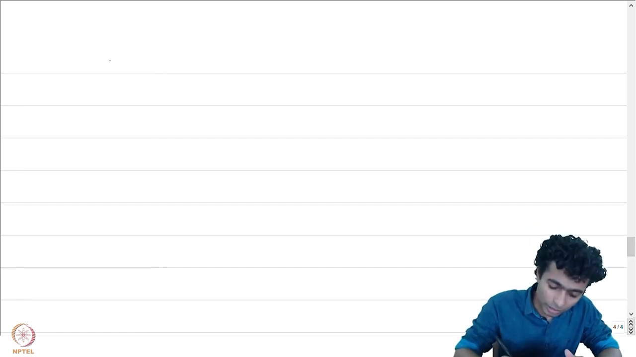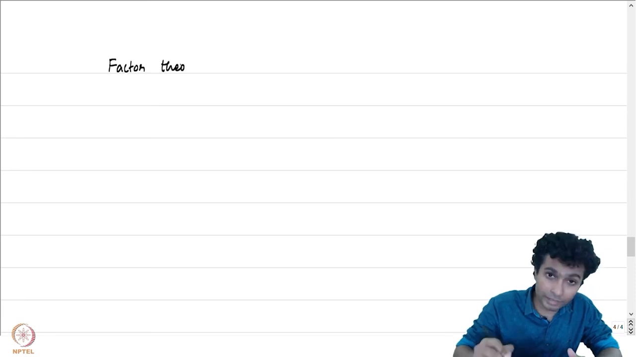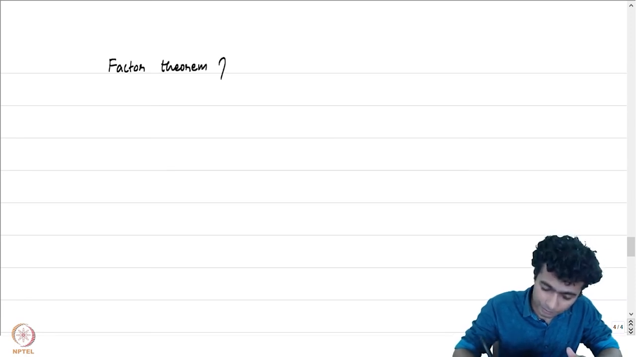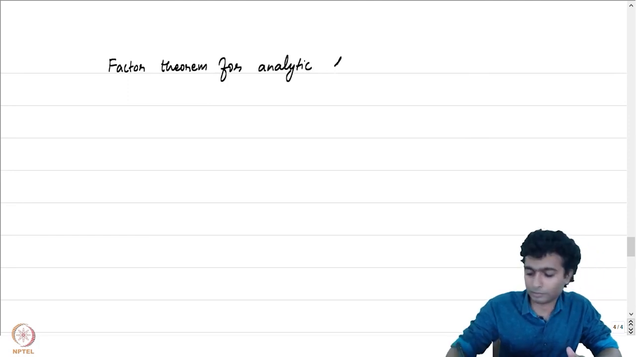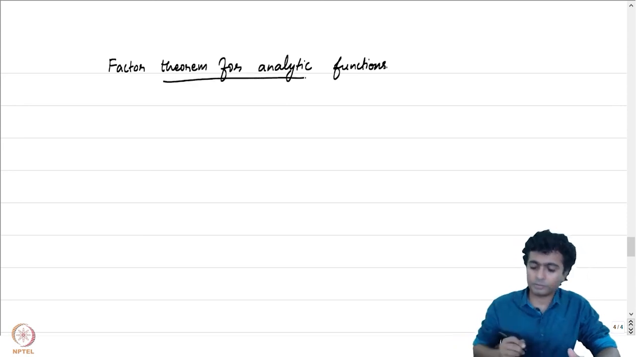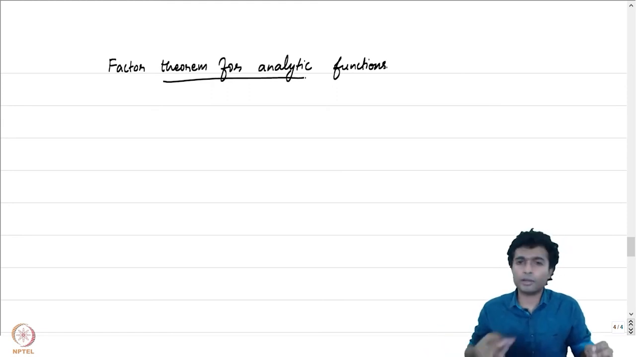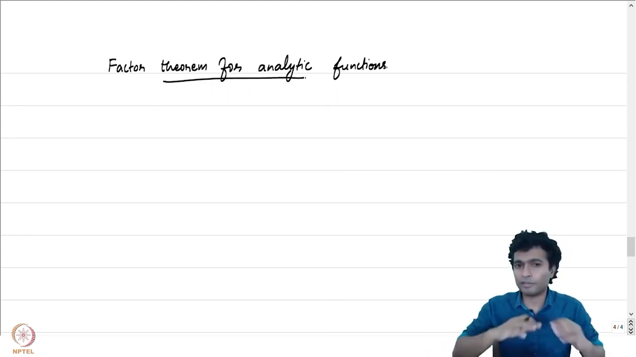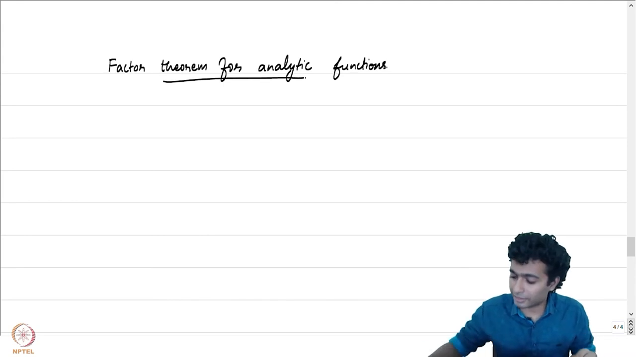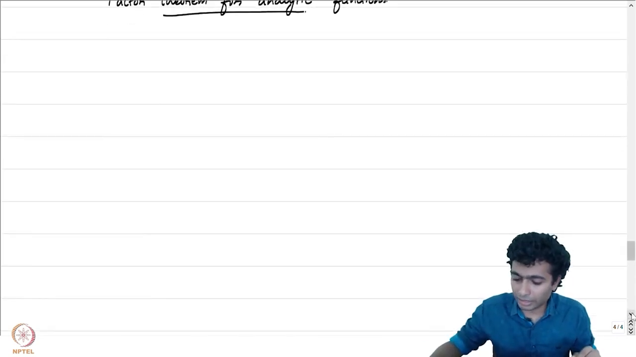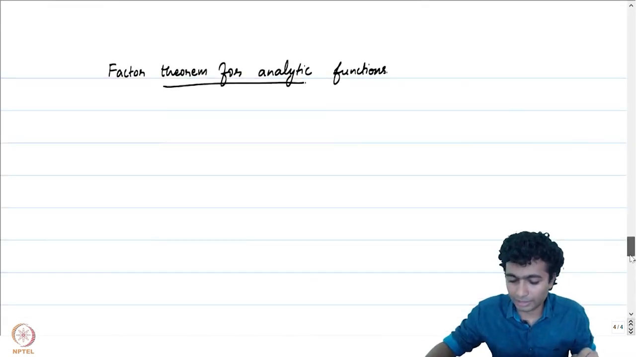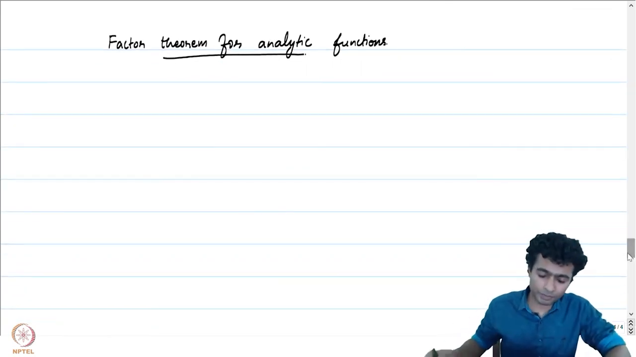It is called the factor theorem for analytic functions. Analytic functions, or rather complex analytic functions, and holomorphic functions are the same. Now I will start using them interchangeably, and there is no necessary distinction to be made between these two.